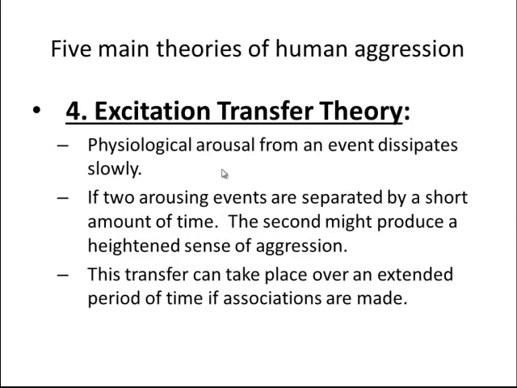Number 4, the excitation transfer theory. This is where physiological arousal from an event dissipates slowly. In other words, you get angry and then you calm down. Now, if you haven't calmed down and another event happens, then it builds. I'm angry, then something else happens, and then I get even more angry. If two arousing events are separated by a short amount of time, I'm angry, I don't have a break, and then I'm angry about something else, that can build up to a point where finally somebody acts out that aggression.